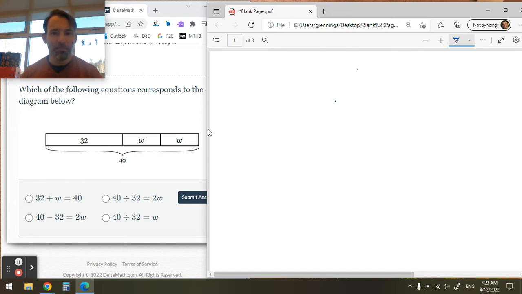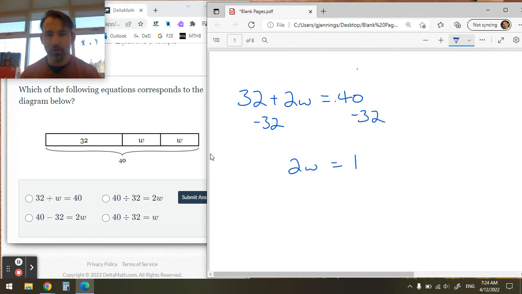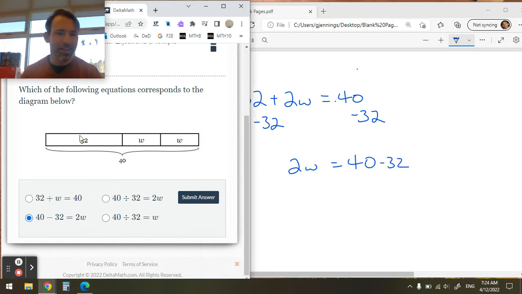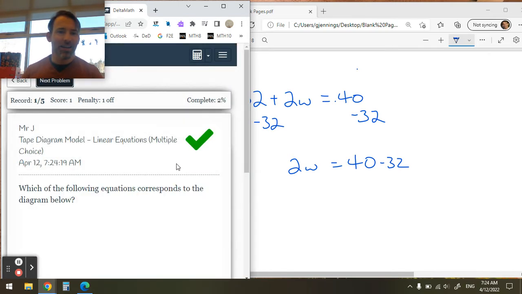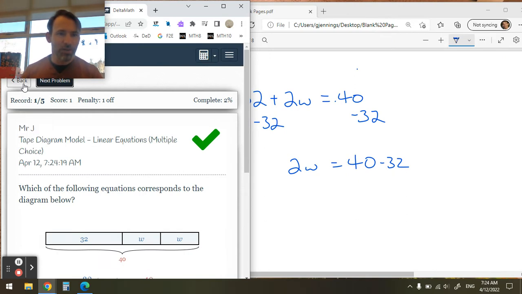First of all, I can write out 32 plus 2 W's. Well, that would be equal to 40. And I look through here and I don't find exactly that. But I find one that has all the ingredients, and we'll see that this one is true. If I subtract 32 from both sides, then I will have rearranged this to be 2W equals 40 minus 32. So this is correct here. And this is how we can read these types of tape diagrams and answer these problems. So let's keep going.